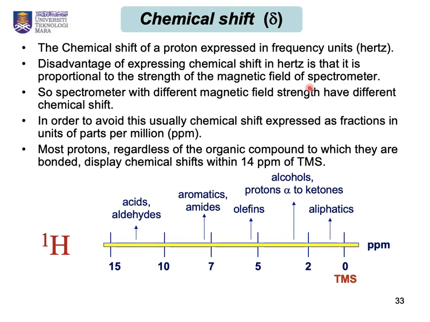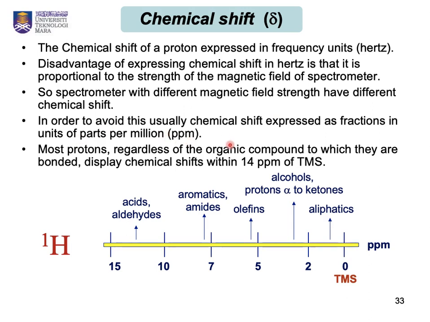So you can understand it like this, it's the power of the magnet. So 400 megahertz, 500 megahertz, 600 megahertz, these are the power of the magnets. If the power of the magnet increases, then the value for a particular proton in hertz also increases, right. So there is some confusion in using hertz, so we use the unit which is called parts per million.